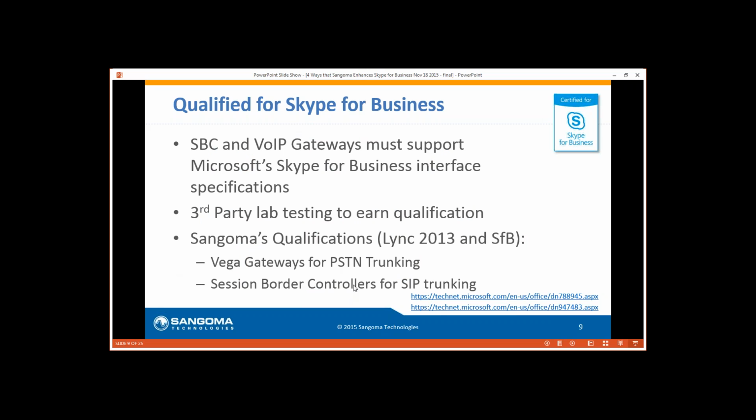So we are posted as standardized, certified, third-party lab-verified session border controllers and gateways for Lync 2013 and Skype for Business.